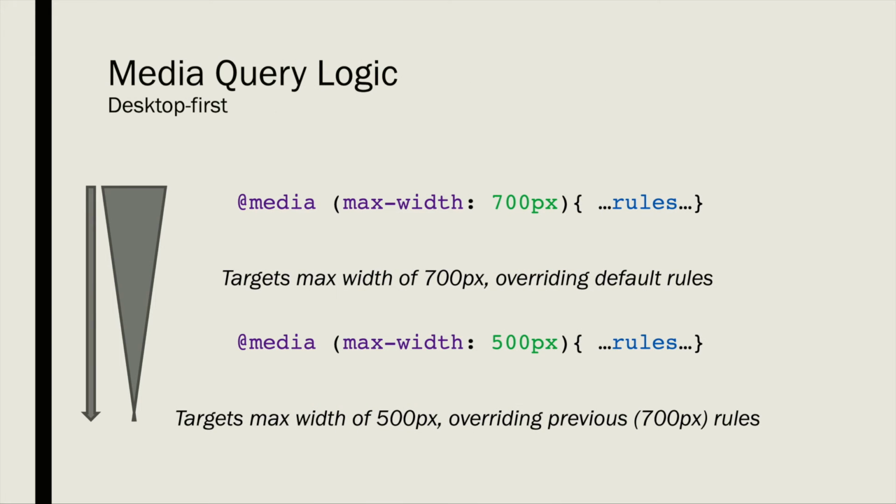Alright, back to media queries. So if you're dealing with the desktop first environment, @media max-width 700 pixels with the list of rules, this targets a max-width of 700 pixels, overriding the default rules. Below that, if you have @media max-width 500 pixels and rules, this targets a max-width of 500 pixels, overriding the previous 700 pixel rules.